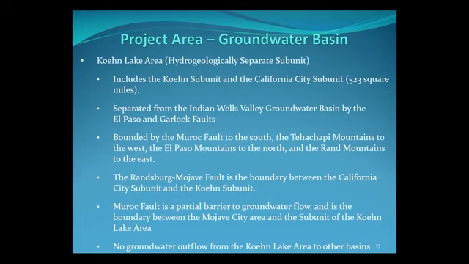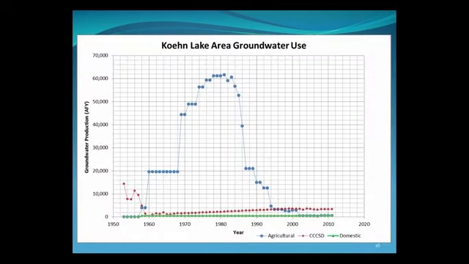The Randsburg-Mojave Fault is the boundary between the California City subunit and the Cohen subunit, and the Muroc Fault is the partial barrier between us and Mojave. There is no groundwater outflow from this area.